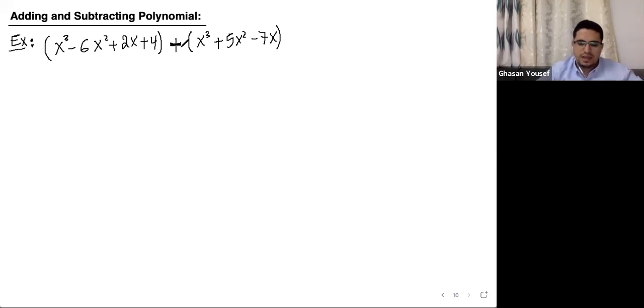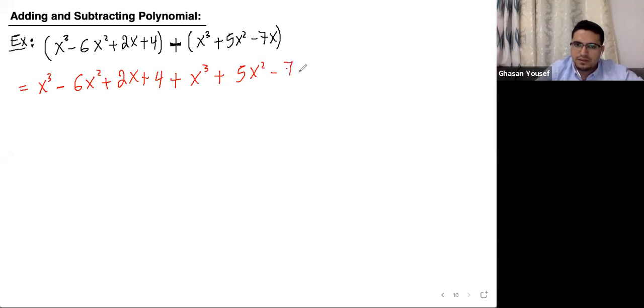To add these polynomials, I have to do something called grouping the same terms. First of all, I have to put the terms that have the same power together. So the first step, I have to remove the parentheses. So I get x to the power 3 minus 6x squared plus 2x plus 4. And because we have adding here, we can remove the parentheses. So plus x to the power 3 plus 5x squared minus 7x.